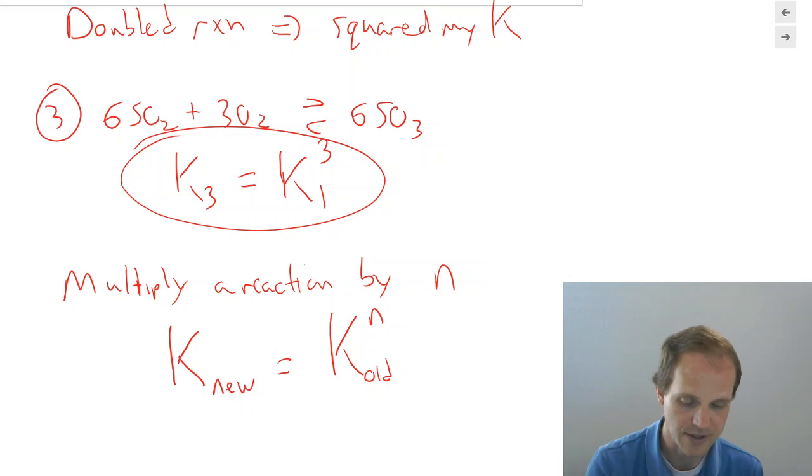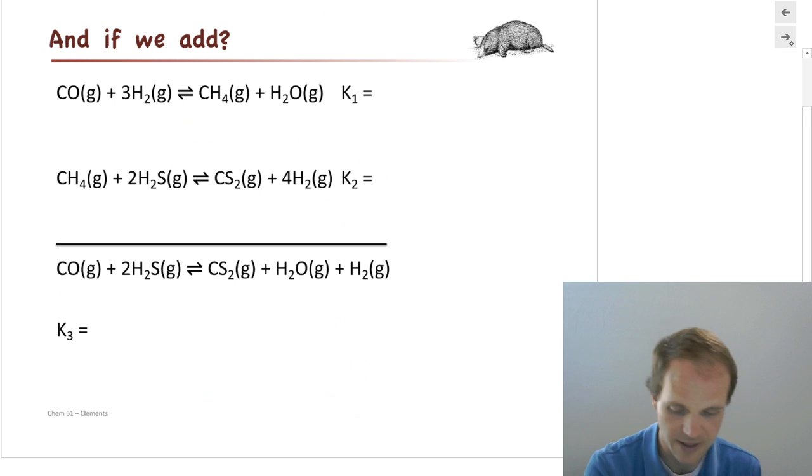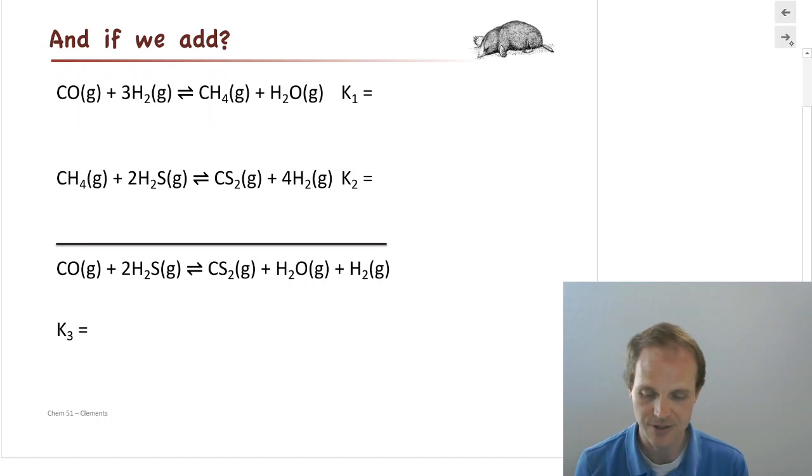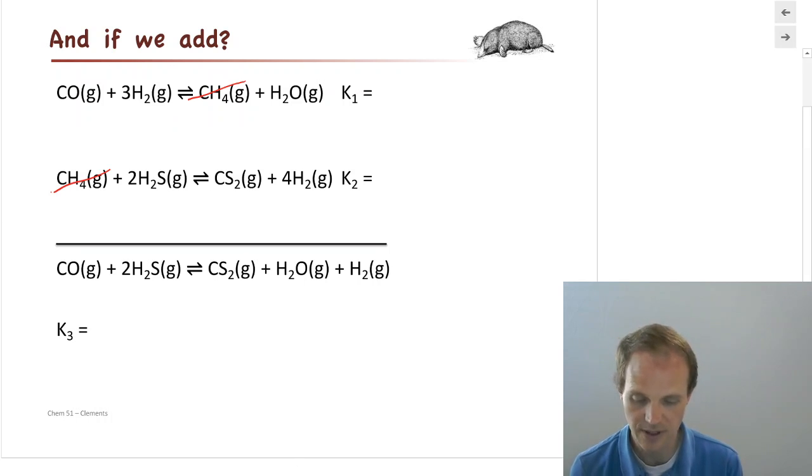So that's a good one to know and be familiar with in case we're trying to manipulate some reactions here. What about if we add reactions? Here we've got a reaction CO plus H2, and another reaction CH4 plus H2S. We're going to add those together and cancel out anything that cancels. You'll notice that CH4 is going to cancel out there.